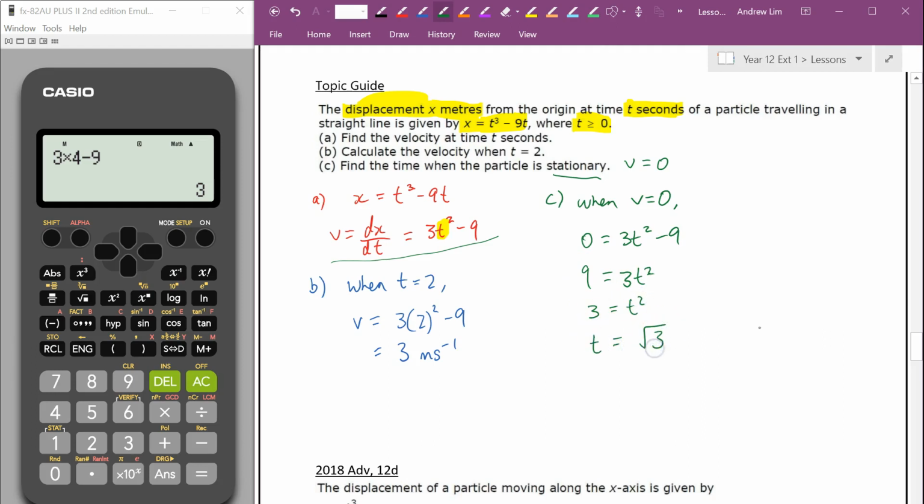But remember, I know we usually write plus minus square root, but we cannot write that here because t has to be positive. It has to be greater than or equal to 0. So I'm going to write a concluding statement. Therefore, particle is stationary at root 3 seconds.